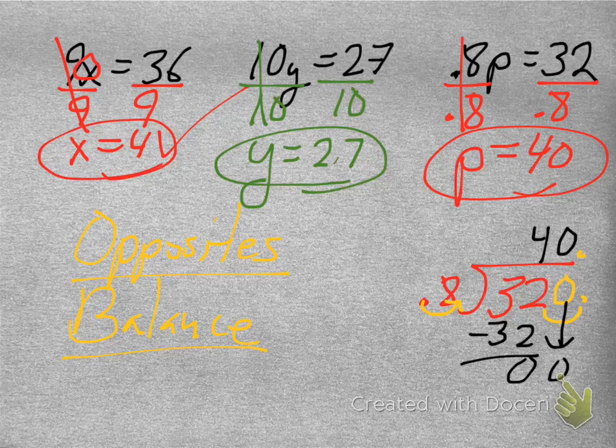Okay, without opposites and balance, none of this works. And really, if we think about opposites and balance, what we're doing tonight is exactly what we did last night, except this time the opposite of multiplication is division, and the opposite of division is multiplication. The opposite of addition from last night was subtraction, and the opposite of subtraction is addition. There we go. That's the idea. Good. All right. So let's take a look at 3 more problems.